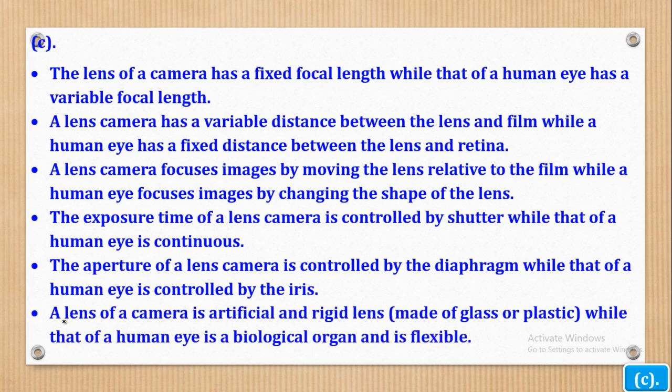Then next we shall say that the lens of a camera is artificial and rigid, while that of the human eye is a biological organ and is flexible.